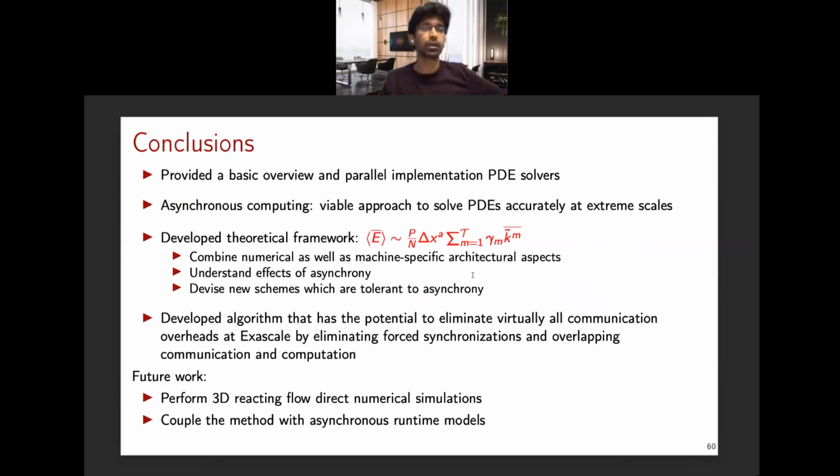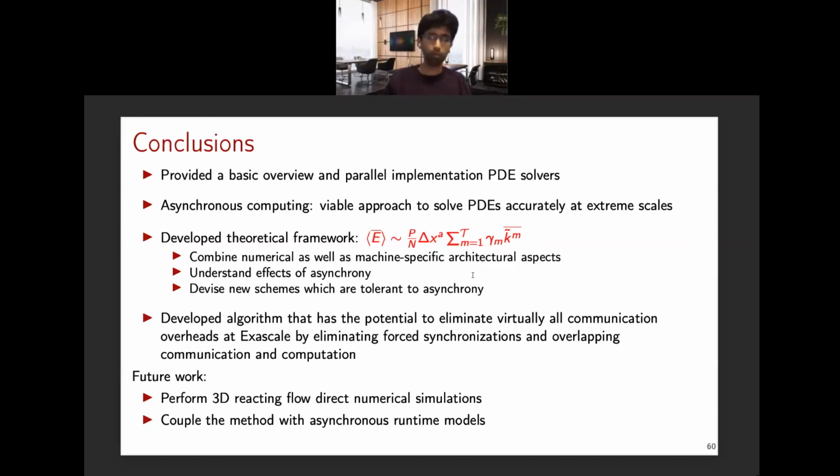So finally, I want to conclude my presentation. Here I have provided a brief overview on the basics of PDE solvers and parallel implementation. I have presented the concept of asynchronous computing method. I have shown the theoretical framework development, which gives us an expression on how error depends not just on the numerical parameters, but also on the simulation parameters. I've shown you the scalability of codes, how asynchrony can improve the scalability, and I have shown you a path for exascale computing for PDE solvers.